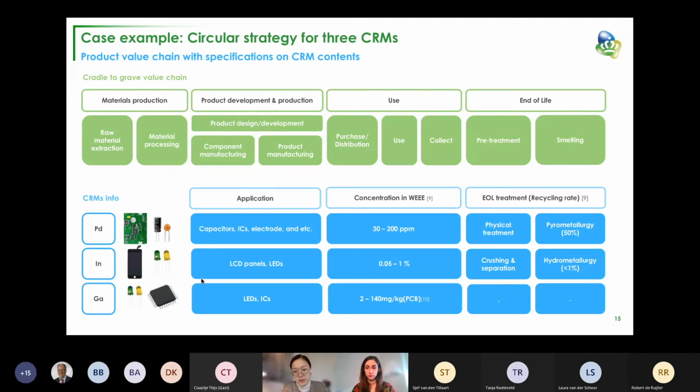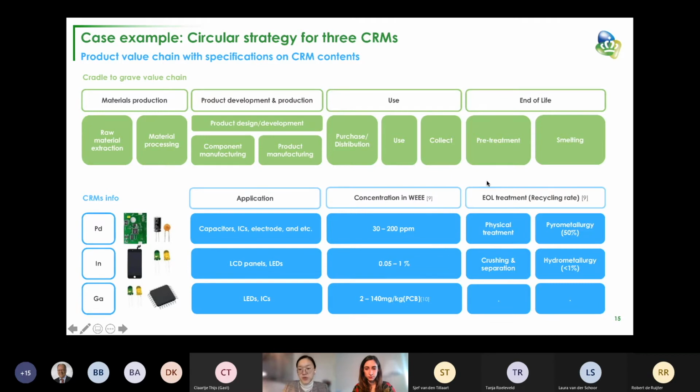or integrated circuits. However, it's really important to notice that the concentration of CRMs in e-waste in the end is very low. Palladium usually has a bigger concentration rate. However, in the case of indium and gallium, it is in general smaller.